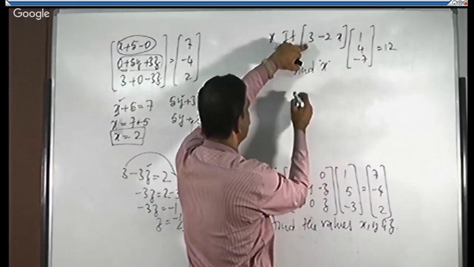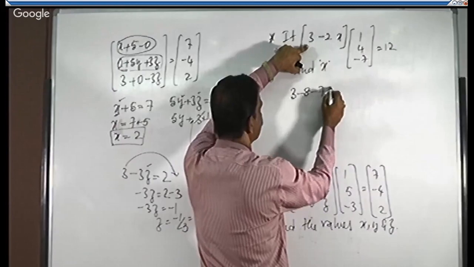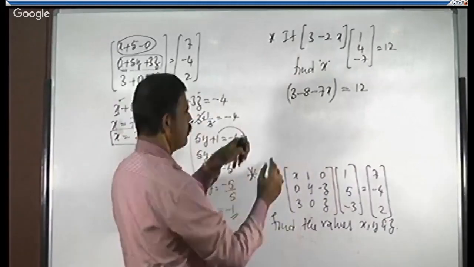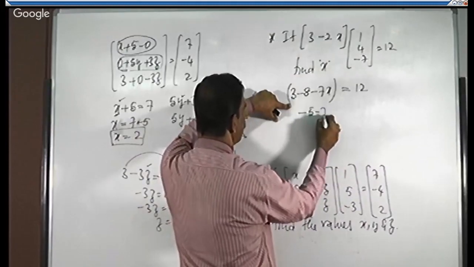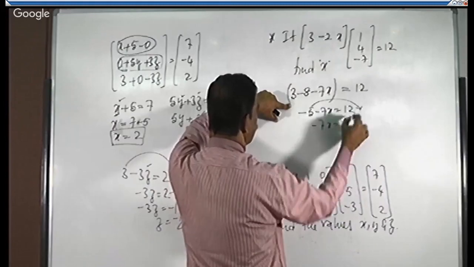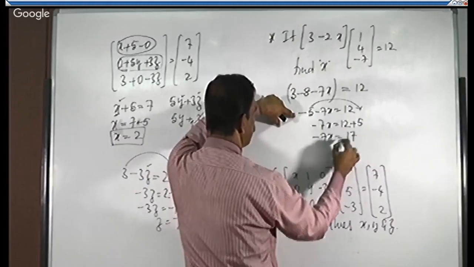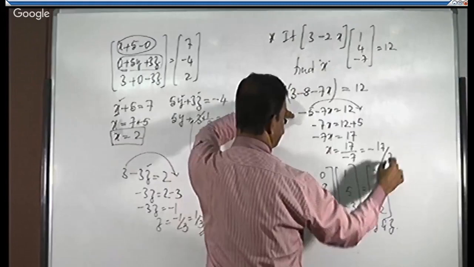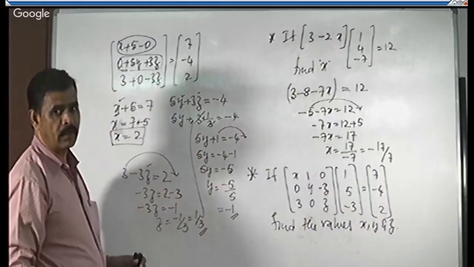That is 3 into 1, 3. Minus 2 into 4, minus 8. x into minus 7, minus 7x. Multiplication is equal to 12. According to equal matrices, you just equate on both sides. 3 minus 8 is minus 5, minus 7x is equal to 12. When minus 5 is transferred to the right side, it becomes plus 5. So minus 7x is equal to 17, or x is equal to 17 by minus 7. It is minus 17 by 7. So these are some of the examples based on the multiplication, right?